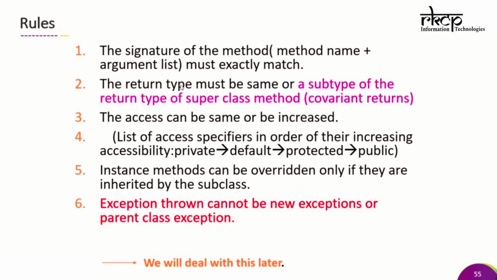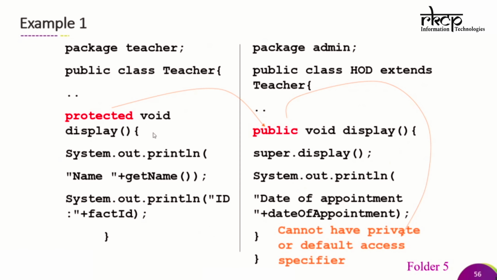Rule number two: the return type must be the same. See here, the display method's return type is void. Here also you have to use void, because it must be the same.